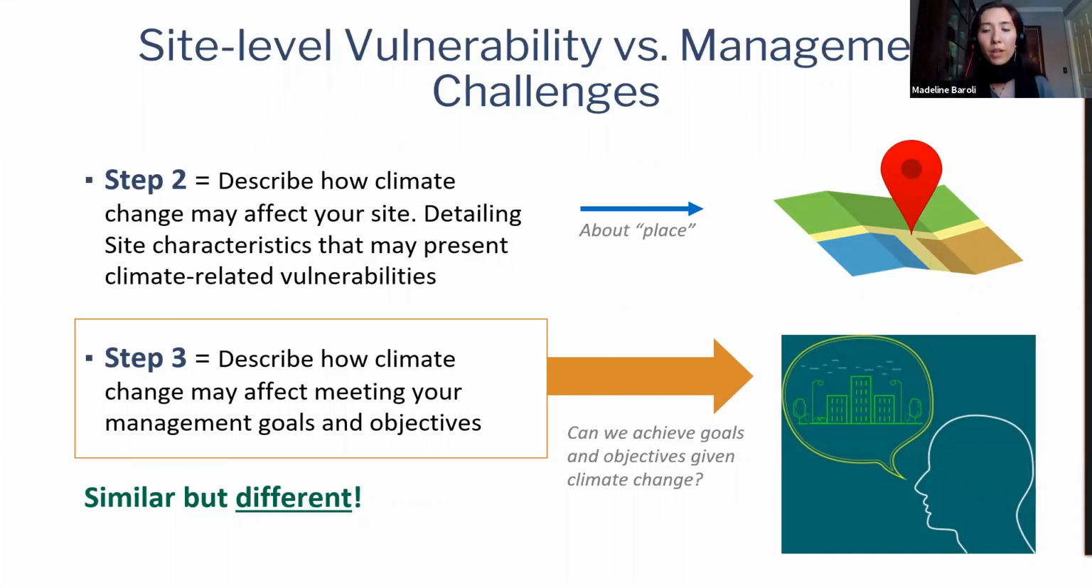So in some ways, step 3 feels sort of like step 2, and they are designed to pair well together, but they are distinctly different. Step 2 was really about how climate change is going to be affecting the site where you're working, so how vulnerable your site is to various climate impacts in terms of its ecology. And then in step 3, what we're doing is evaluating how climate change is going to affect the feasibility of meeting those goals and objectives, and essentially determining, are you able to do what you set out to do given the additional stresses that will be put on the system by climate change over time.